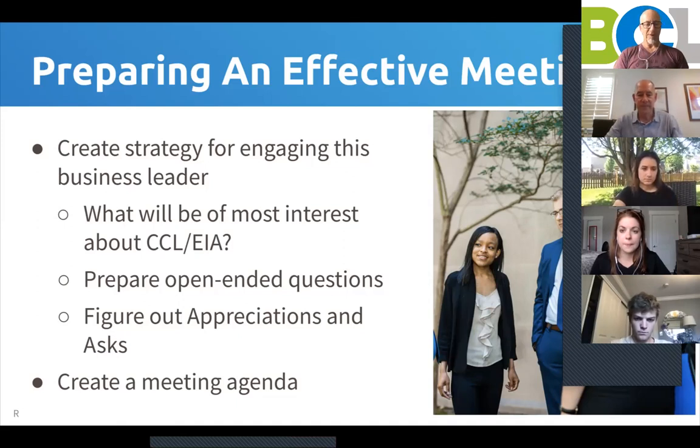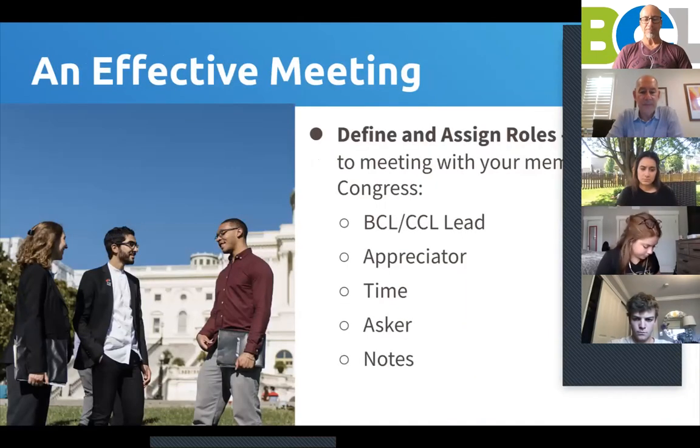And then we'll talk about figuring out appreciations and what it is that we're going to ask them, and at least to sketch out a meeting agenda. Usually, if it's a meeting I have, sometimes I'll send them a little bit of information up front for them to look at, or give them a sense in terms of the timing and what we're going to actually be talking about during the meeting.